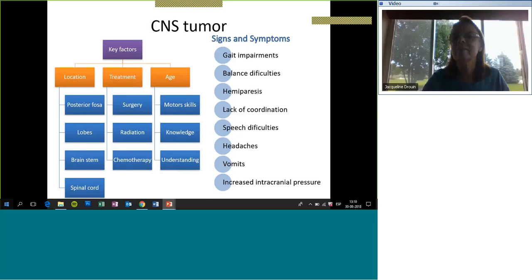CNS tumors are more visible than leukemia and can produce one or more of the following symptoms, like gait impairments, balance difficulty, hemiparesis, lack of coordination, speech difficulty, headaches, vomiting, increased intracranial pressure, and others. Most of these can resolve once the tumor is removed or with the chemotherapy treatment, but we have to keep an eye on them nonetheless.